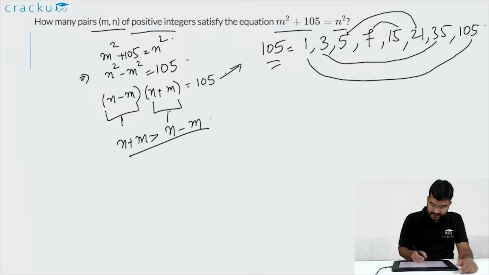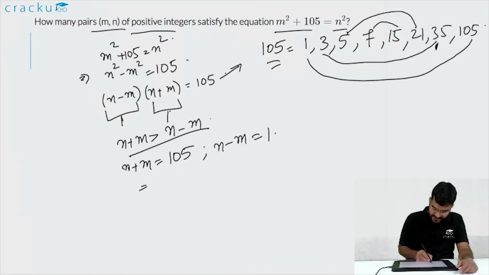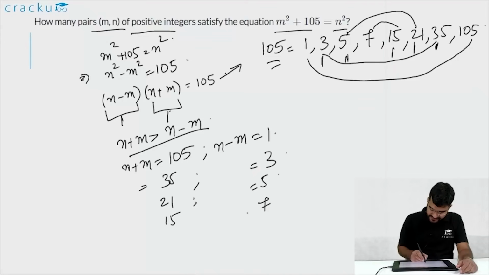So what we can do from this is that the only cases which are possible are n plus m is equal to 105 and n minus m is equal to 1. The second case that is possible is n plus m is equal to 35 and n minus m is equal to 3. Notice that when you multiply them, you are going to get 105. The third case is that n plus m is equal to 21 and n minus m is equal to 5. And finally, n plus m is equal to 15 and n minus m is equal to 7.